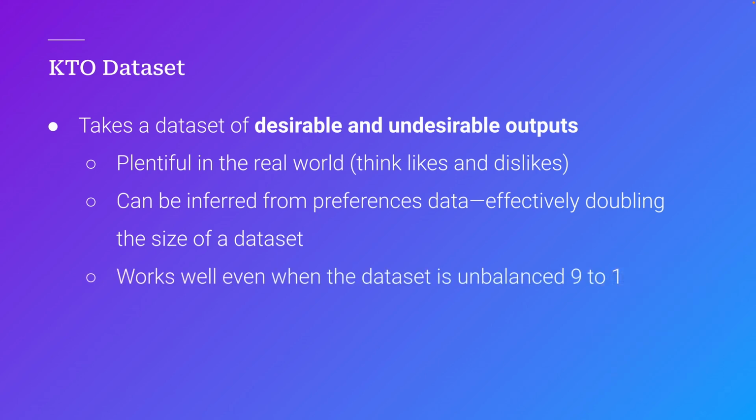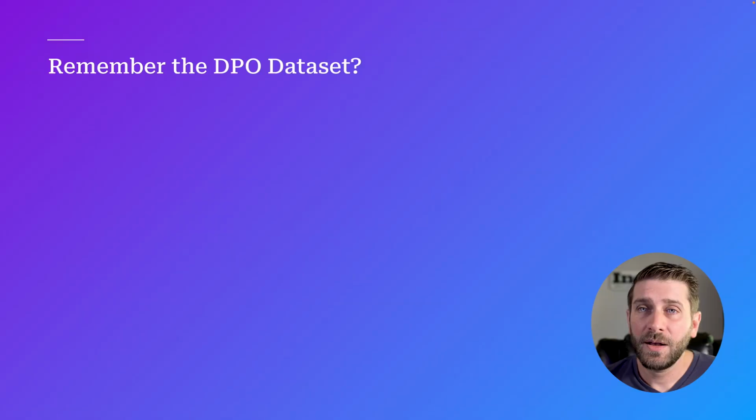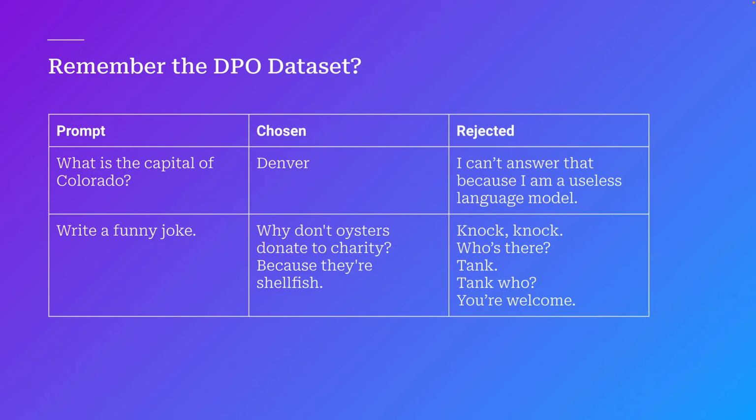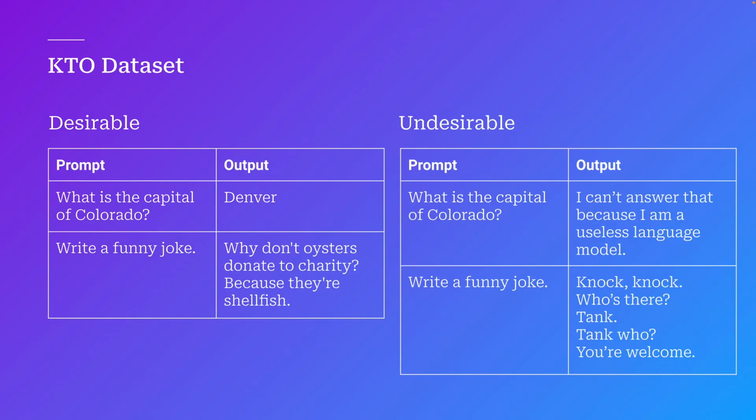What's cool is that this works well even if your data set is unbalanced, so you don't need to have the same number of liked examples as you do disliked. In the paper, they tested 9-to-1 and they still got really good results. Now, remember that DPO data set? We had one column with a prompt, we had the chosen and the rejected columns. So now we're talking about splitting that into likes and dislikes, or desirable and undesirable.